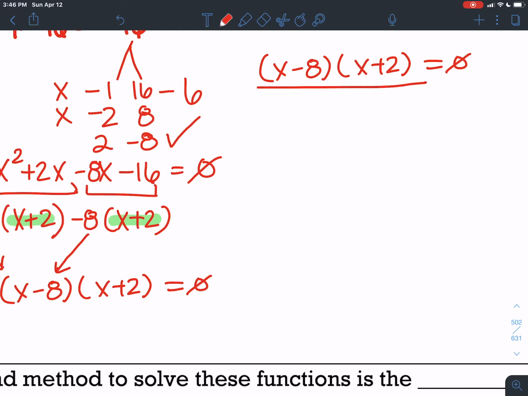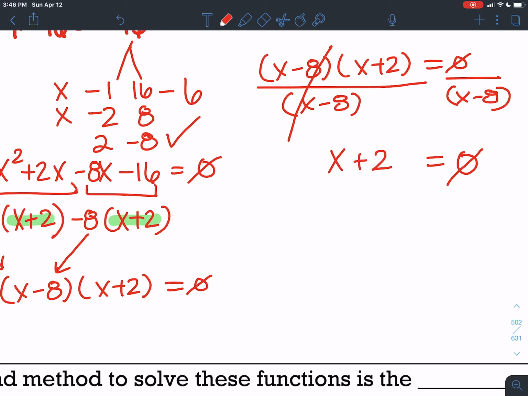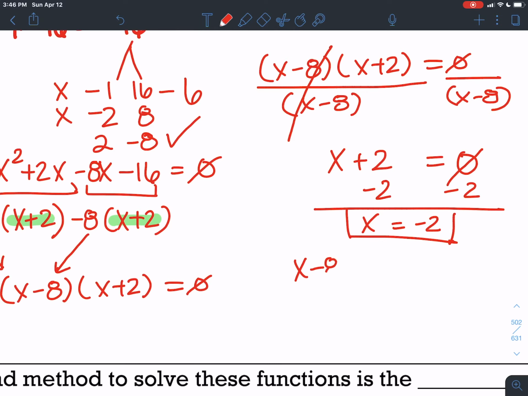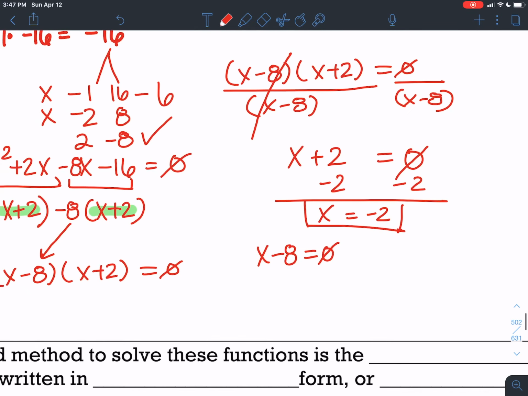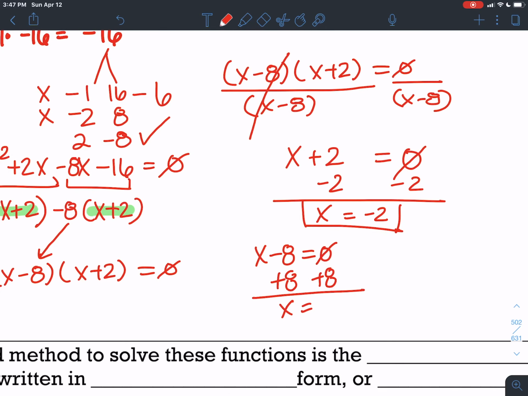So I'm going to divide both sides by x minus 8. Of course, 0 divided by anything stays 0. These cancel out, and I'm left with x plus 2. I'm going to move my 2. There's my first answer. And if I did the same exact process for the other one, I would get x minus 8 equals 0, add my 8, and end up with my second answer.